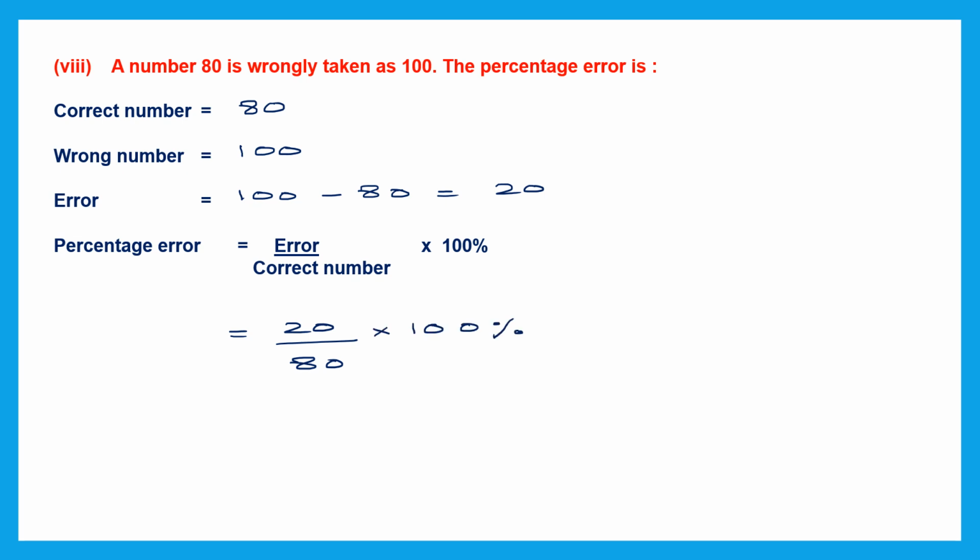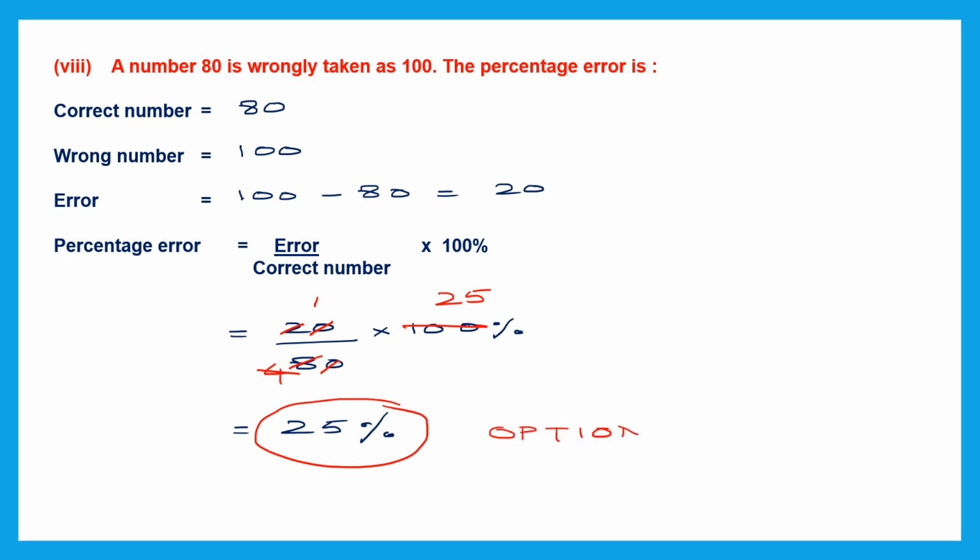Now cancel. I can cancel this and this. So now I have 2 and 8. 2 ones are 2. 2 fours are 8. I can cancel 4 and 100%. So this is 25. So here what do I have? Percentage error is 25%. So this is our answer. And that is option B. Option B is our answer.